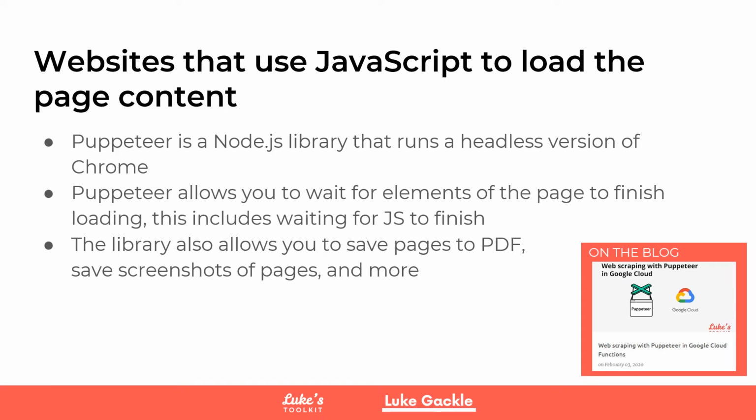To address websites that use JavaScript to load the page content in the client-side browser, there is a library called Puppeteer which is developed by Google. Puppeteer is a Node.js library that runs a headless version of Chrome. Puppeteer allows you to wait for elements on the page to finish loading, and this includes waiting for JavaScript to finish executing. The library also allows you to do things like save pages to PDF and save screenshots of pages. You can find my complete guide to web scraping with Puppeteer on my blog.